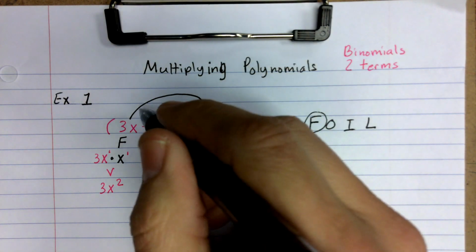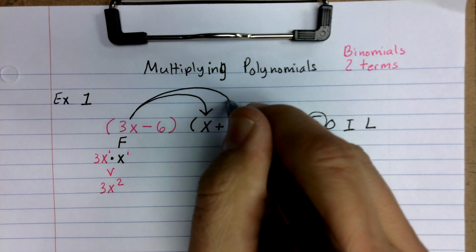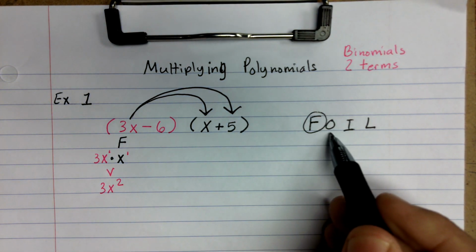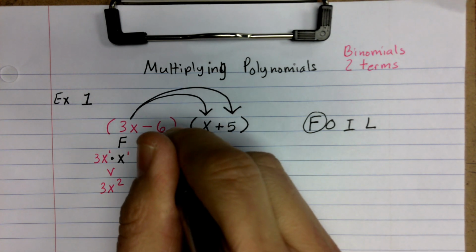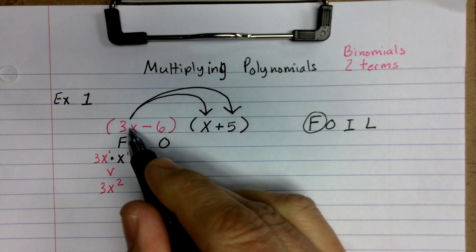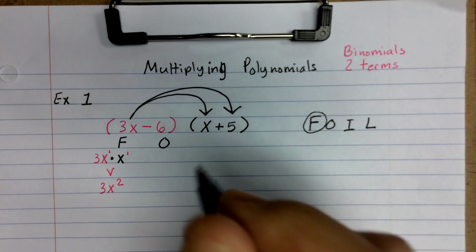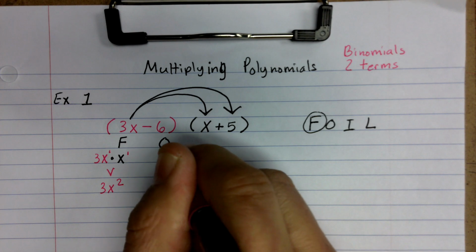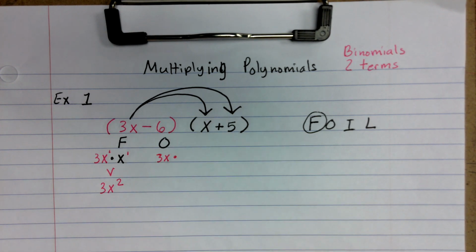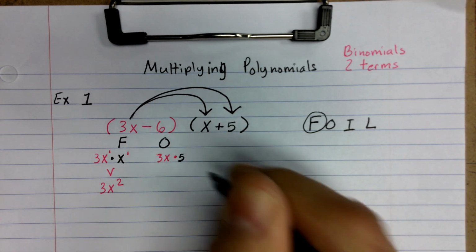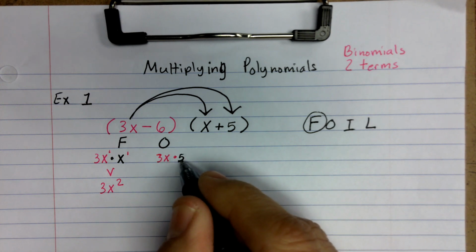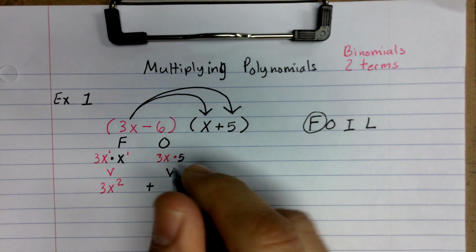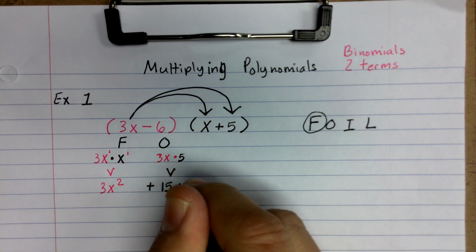Now we're going to go ahead and multiply 3x times 5. We call that the outer, so I'm going to write an O right here. The first term gets multiplied to the outer term. So now we have 3x times 5, and 3 times 5 is 15. So this becomes positive 15x.